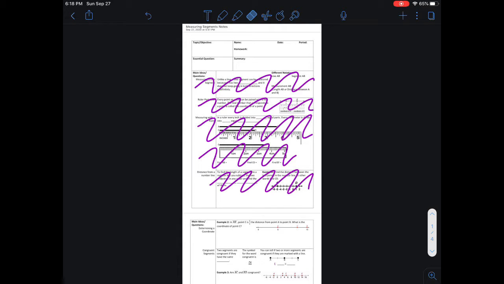Measuring segment notes, please cross out the stuff that I crossed out because we're not doing that.